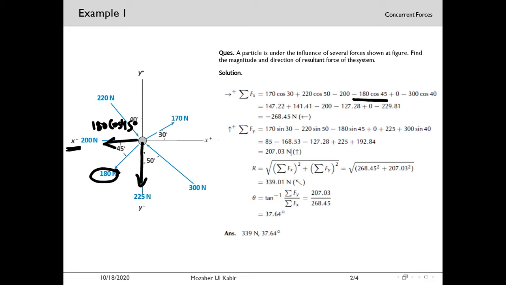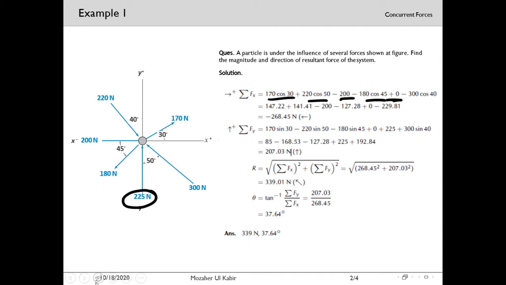Then let's come to our next force, which is 225 Newton. This force is coinciding with the y-axis, so it will not have any component in x direction. For that we will write just 0. So we have already got 1, 2, 3, 4 and 5, the fifth one.